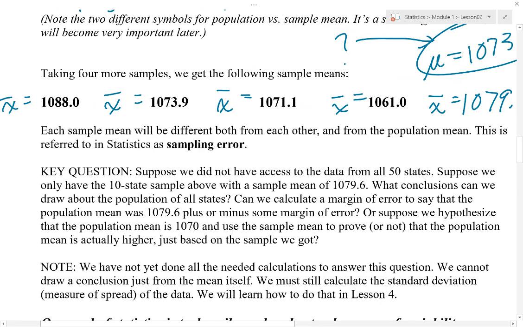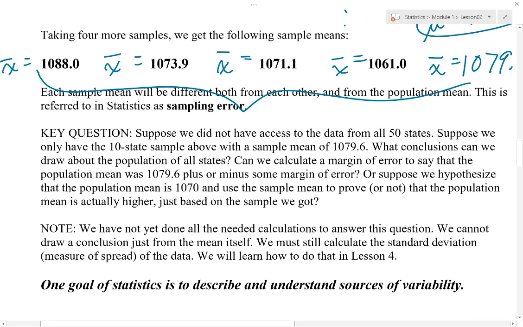The descriptive statistics are calculating these numbers. That's the descriptive part. The inferential part is saying, okay, we have this information, so what? What does this tell us about the population? That's the inferential part.